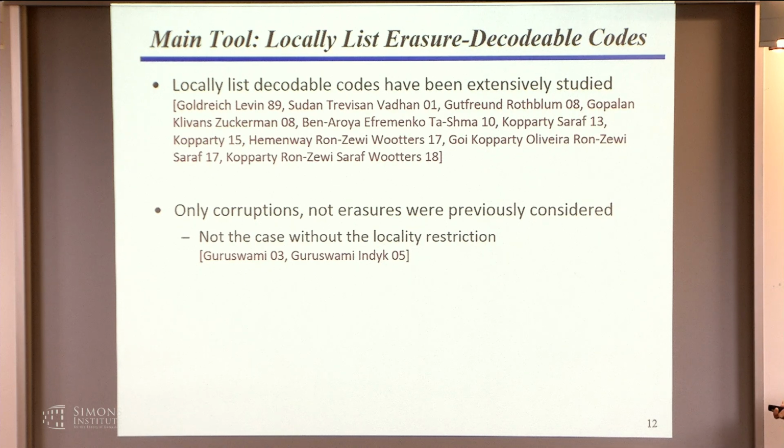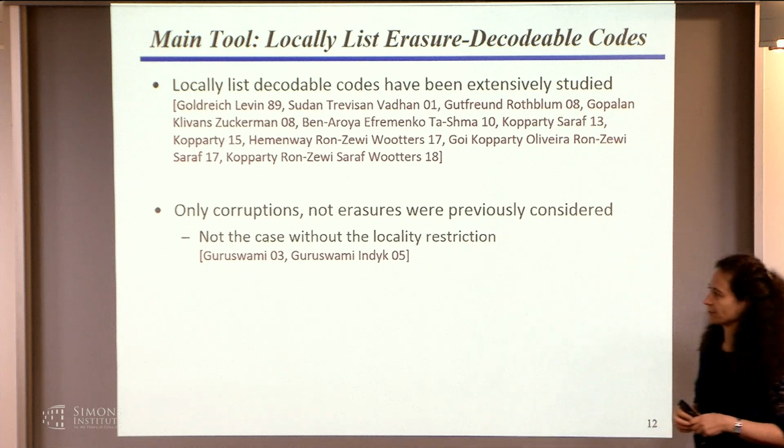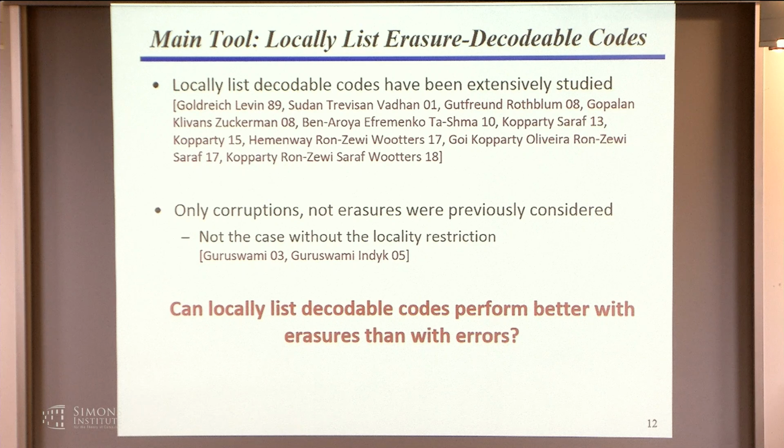In this context, only errors, not erasures, were previously studied. And it's not the case without the locality restriction. If you look at list decodable codes, then they did study both errors and erasures. So the question that we wanted to answer for our separation was, can locally list decodable codes perform better with erasures than with errors in some respects?